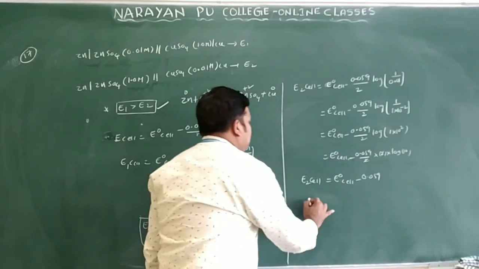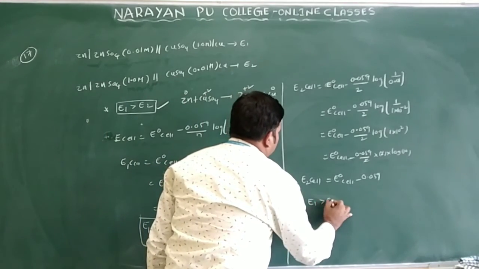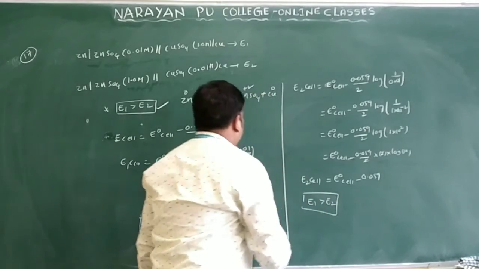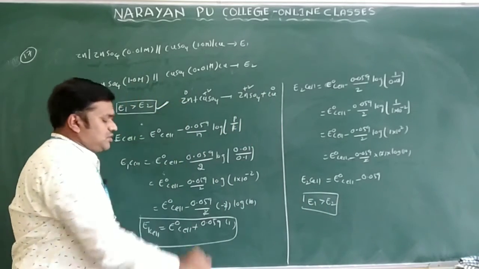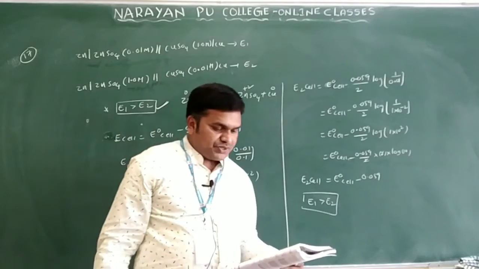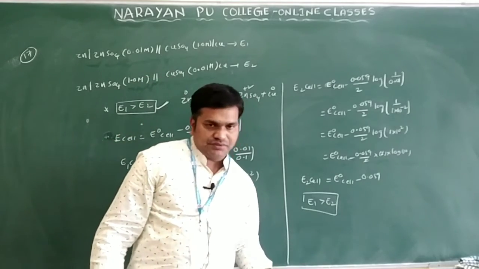What is the relation between these two? E1 is greater than E2. We got it first. So you will take option 2. Option 2 is the right answer for this question.